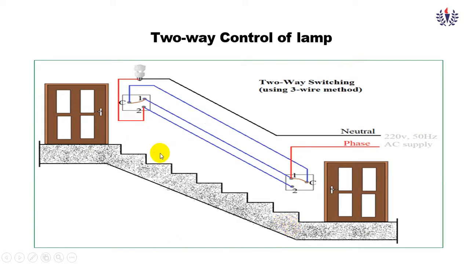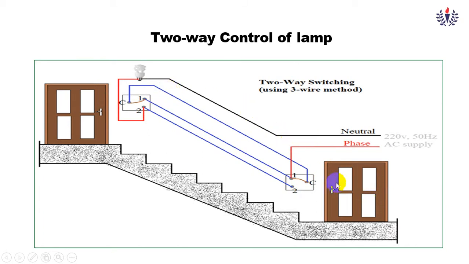Here you can see, this is the ground floor, this is the first floor. Here you can see the lamp in this position, this is the common point. Here we are connecting 1 to 1 and 2 to 2. In between, we connect the common point to the lamp, and here also the phase is connected to the common point. Once again the common point here is connected to the lamp, with the neutral. So this is the connection.